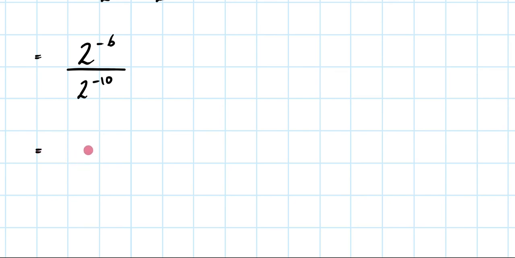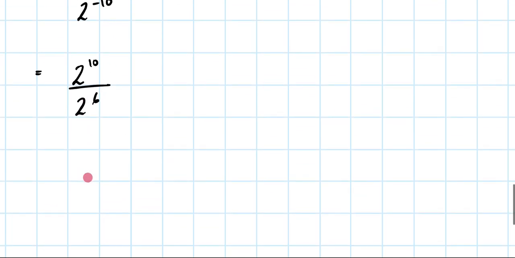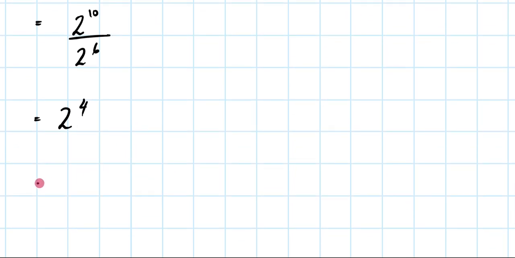You could solve it like this, but if you're struggling with that, what you can do is to make this positive, I'll bring it to the top. To make this positive, I'll bring it to the bottom. And now it's far easier to use my second index law to subtract these because I've got the same base and they're dividing. So that's going to be 10 minus 6, which is going to be 4. And 2 raised to the 4 is 16.